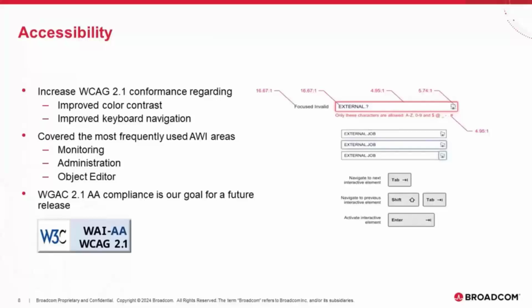Version 24's focus has been on color contrast and keyboard navigation for the most frequently used Automic web interface areas: monitoring, administration, and the object editor. And we will continue to invest in maturing our UI towards achieving WCAG 2.1 AA compliance for a future release. And now, a short video that demonstrates one of the accessibility enhancements of Automic Automation version 24, keyboard navigation.